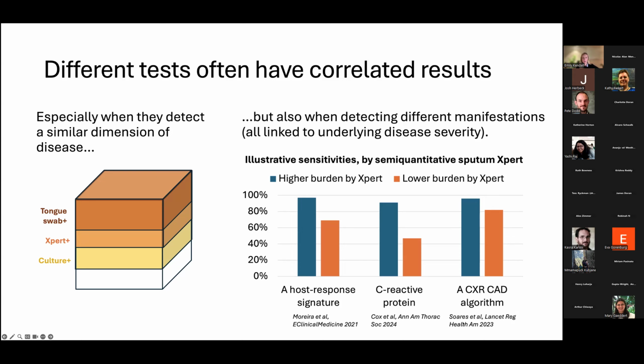These are just a few examples, 3 different studies that are looking at 3 different types of diagnostic tests: a transcriptomic signature, a more non-specific marker of inflammation in CRP, and a chest X-ray CAD algorithm. And all of these are stratified by people with low versus high sputum Xpert semi-quantitative grades. And for all of them, you see higher sensitivity of these tests that are detecting something other than the bacterium, in the people who have higher sputum bacterial burden, as indicated by Xpert.